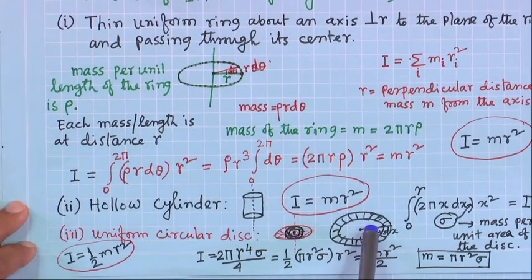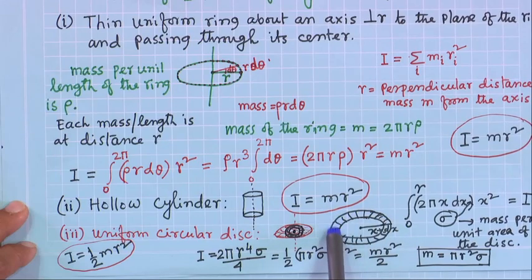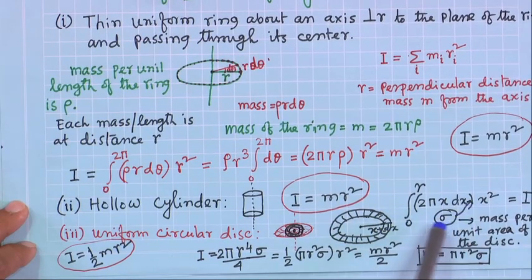So, this distance we can consider to be x. For any point on this ring, this distance is x. Now, what will be the mass of this ring? What is the area of this one? This is basically 2 pi x into dx, that will be the area of this one, into this.